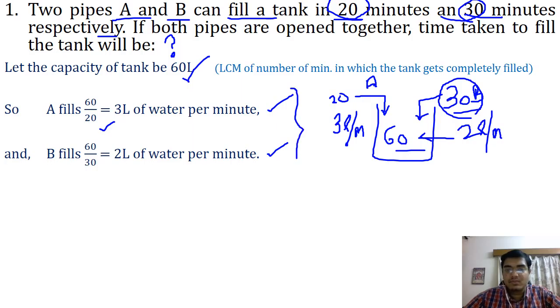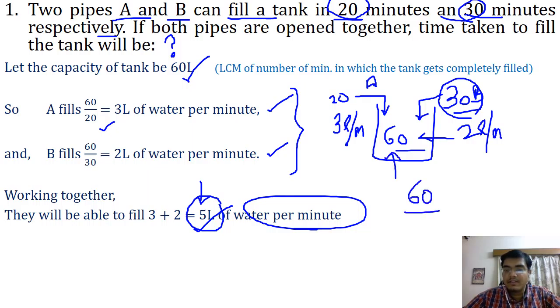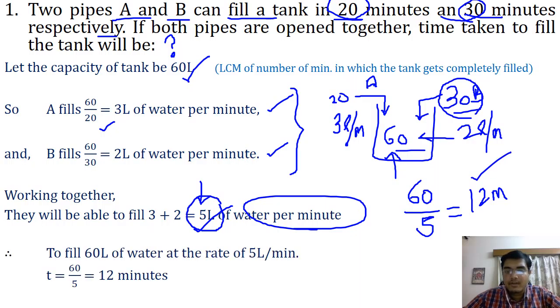Now if we add these two efficiencies, 3 liters plus 2 liters, in 1 minute they would be able to fill up 5 liters of water. Now they are filling 5 liters of water in 1 minute. So our work is 60 liters of water. So 60 liters of water could be filled in how many minutes? 60 divided by 5, which is 12 minutes. So this is the amount of time that these two pipes would take to fill the tank. To fill 60 liters of water at the rate of 5 liters per minute, time required is 60 by 5.